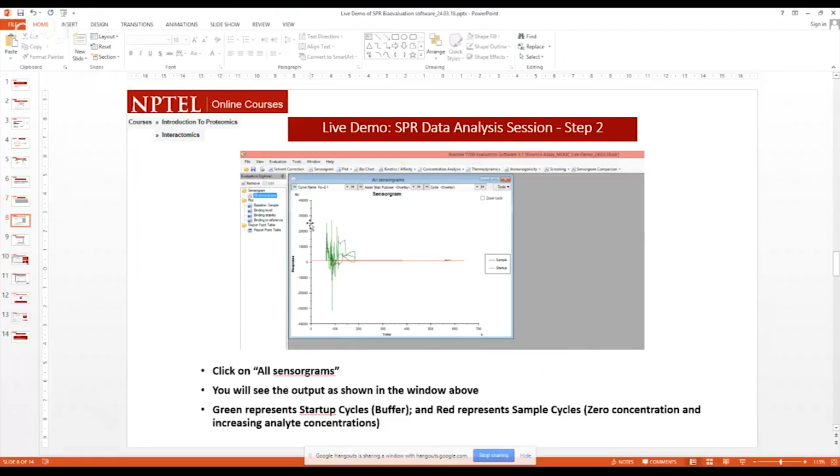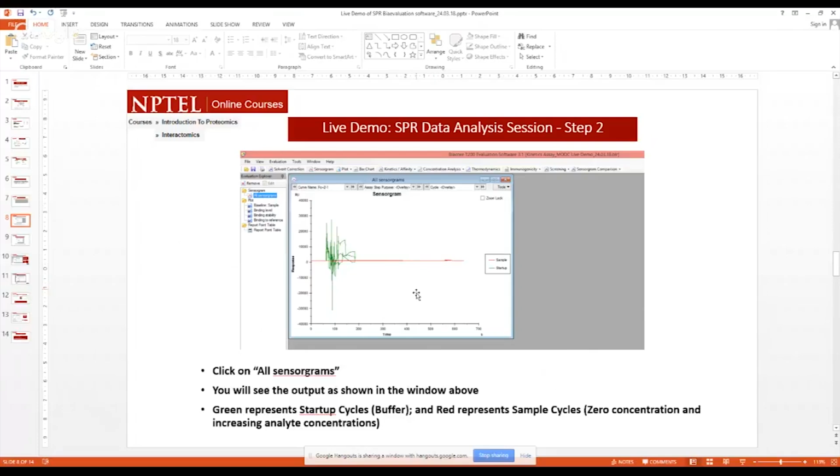When you open the file, you will actually see a blank screen. On the left side, click on sensorgrams, and under sensorgrams, all sensorgrams. And you will see the output as shown in the window above here. Here, the green represents startup cycles, which is nothing but buffer that is flowing over the sensor chip. This is to stabilize the system. You want to get it to a baseline level. And the red lines represent the sample cycles, the 0 as well as the increasing analyte concentrations.